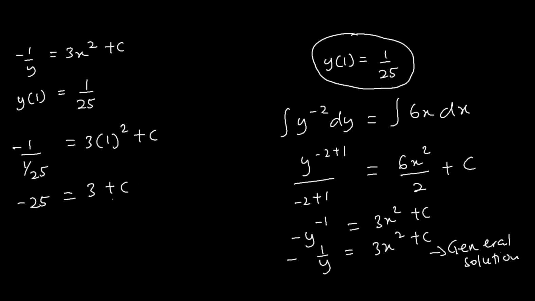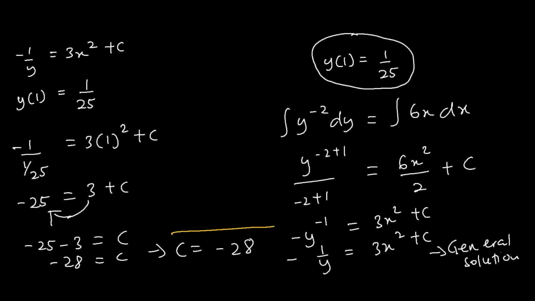This will be equal to 3 plus c. So I take this 3 to the left hand side. Okay, so I have minus 25 minus 3 equals c, and that gives minus 28 equals c. So you therefore have c equal to minus 28. So this is the value of c.